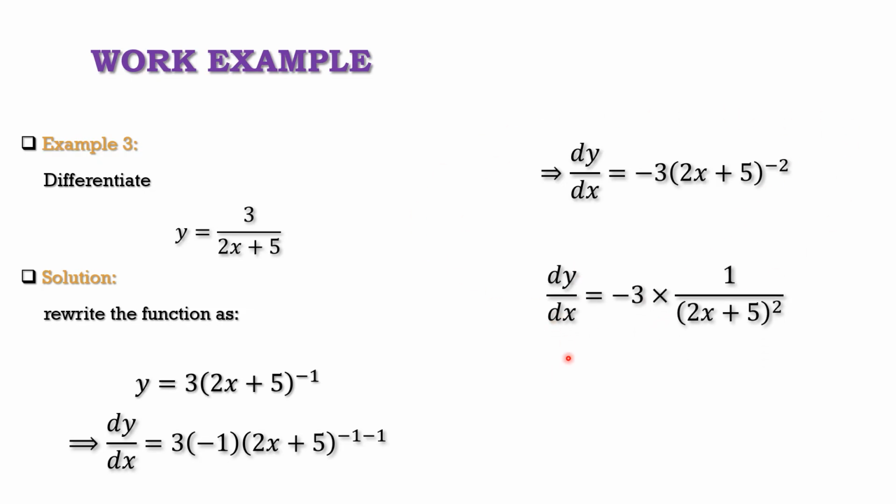So here, dy dx can also be written in this form: -3 times 1 over 2x plus 5 to the power 2. Remember, reciprocation. Then the final answer will be dy over dx equal to -3 divided by 2x plus 5 all squared. So that is how we differentiate using the chain rule principle.